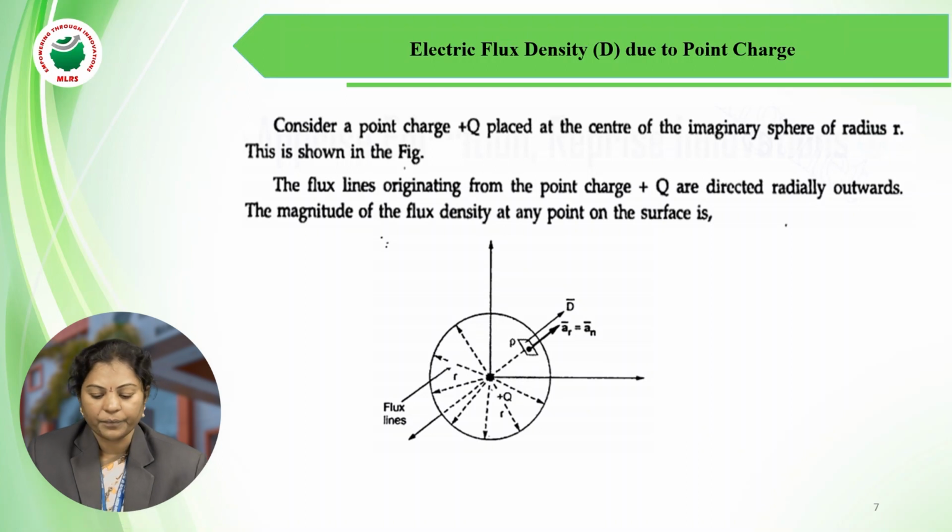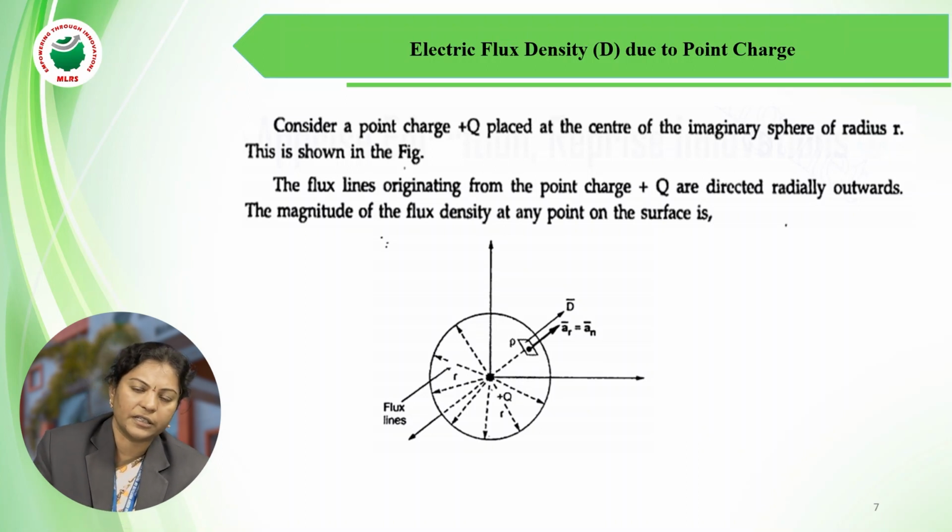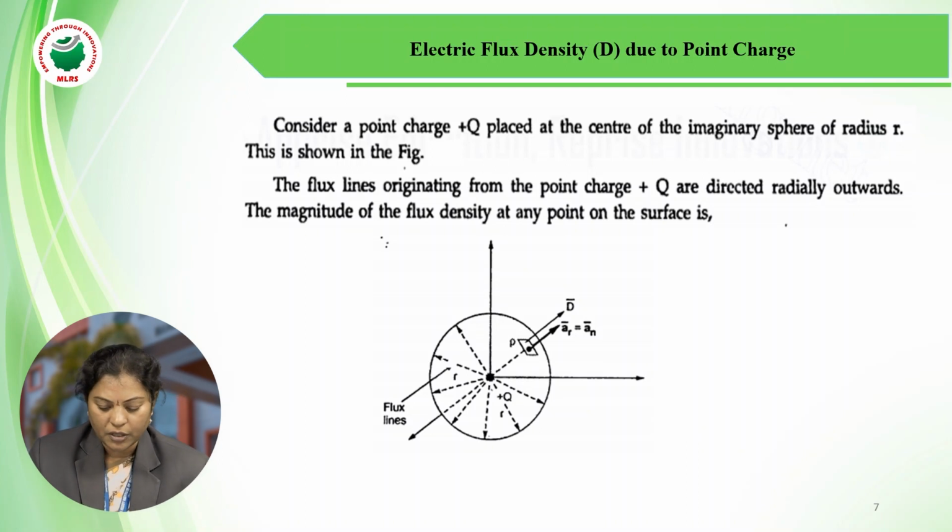Next, here I am considering the flux density due to a point charge. For that, I am considering one point charge at the origin, and it is a sphere. Here I am considering a point in the a_r direction. These flux lines originate from the positive charge in the radially outward direction. So flux is coming outside like this.